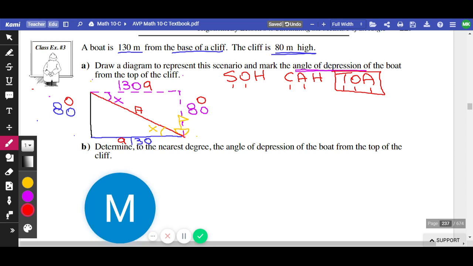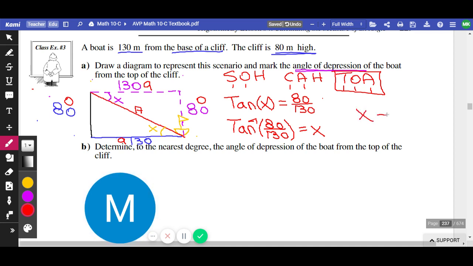That means that the tangent of our angle, which I've called x, equals the opposite, which is 80, over the adjacent, which is 130. When you're looking for angles, you do second tan. Second tan, like this, and then 80 over 130. When you do that, anybody have the answer? 31? Thank you very much. You get x equals 31 degrees.